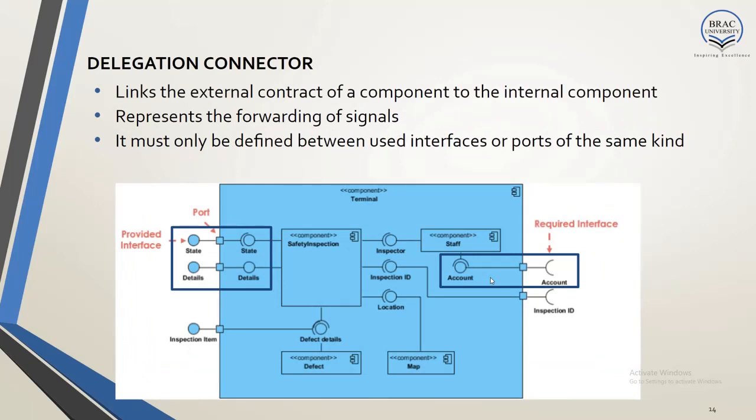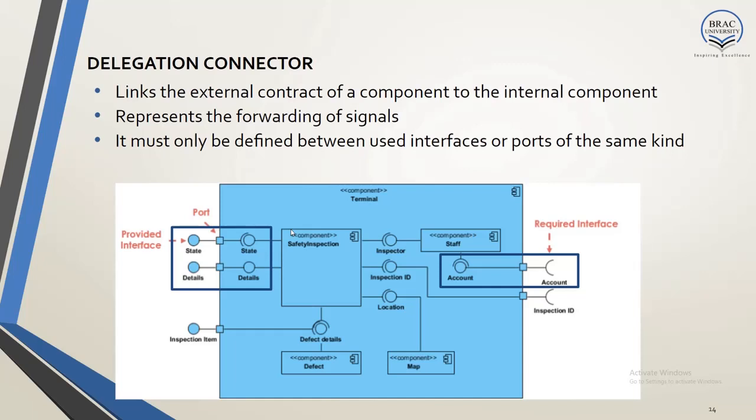And for delegation connector, this is how an interface is exposed to its external environment through the port. Basically, the connector forwards the signal from the internal component to the external one through a port. So this is the port, and this line, the line through which the interface is connected, is a delegation connector. A delegation connector exposes the internal interfaces of an internal component to the external environment.